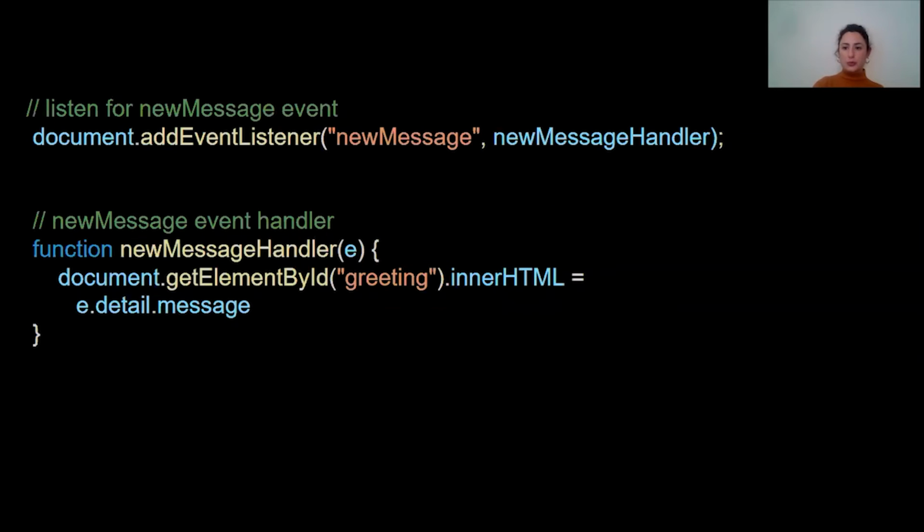We have another component in our app. We're adding an event listener to it to listen to the new message event we created and handle it with the new message handler. In the new message handler, we see that we're taking the message from the event detail and writing it in the inner HTML of an element that has an ID of greeting.